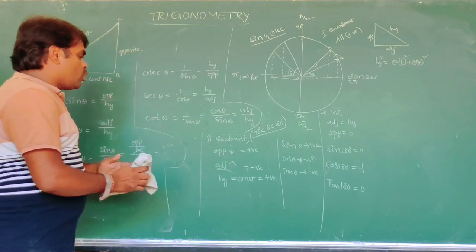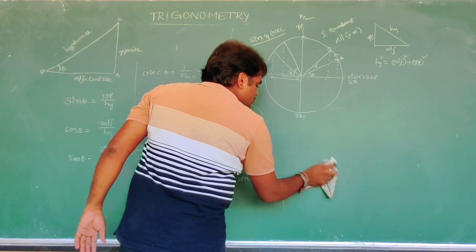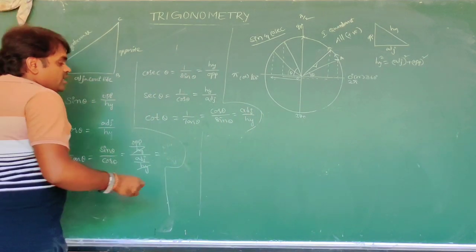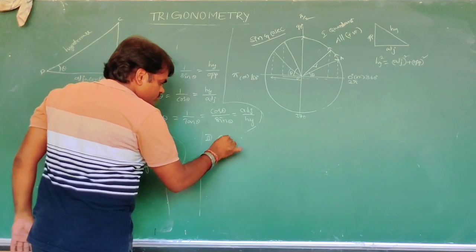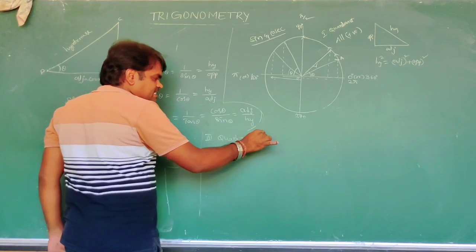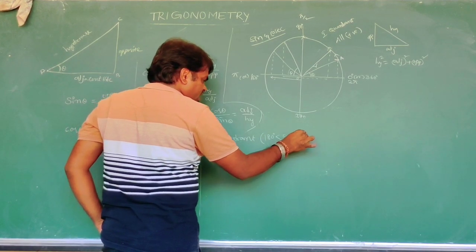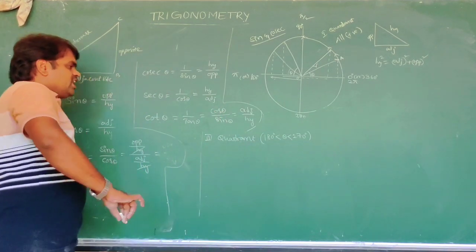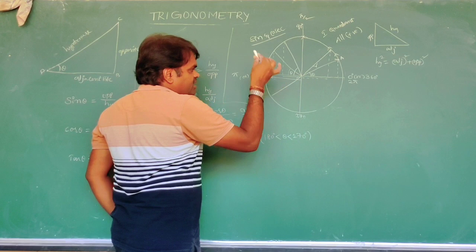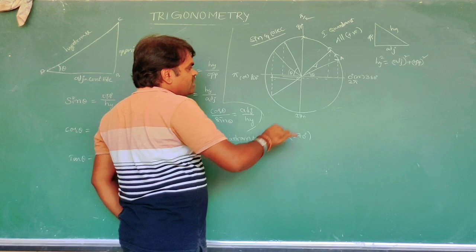Now going to the third quadrant. The third quadrant lies between the angle 180 degree to theta is less than 270 degree. Here it is making an angle. This is theta.